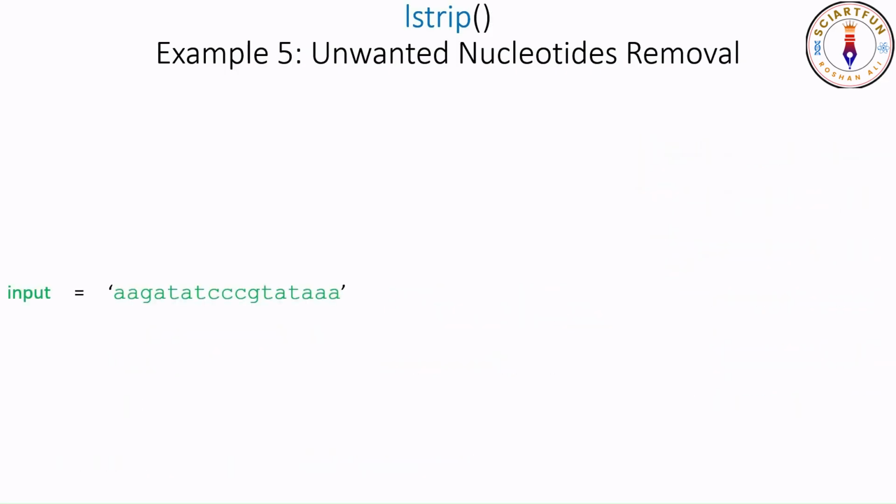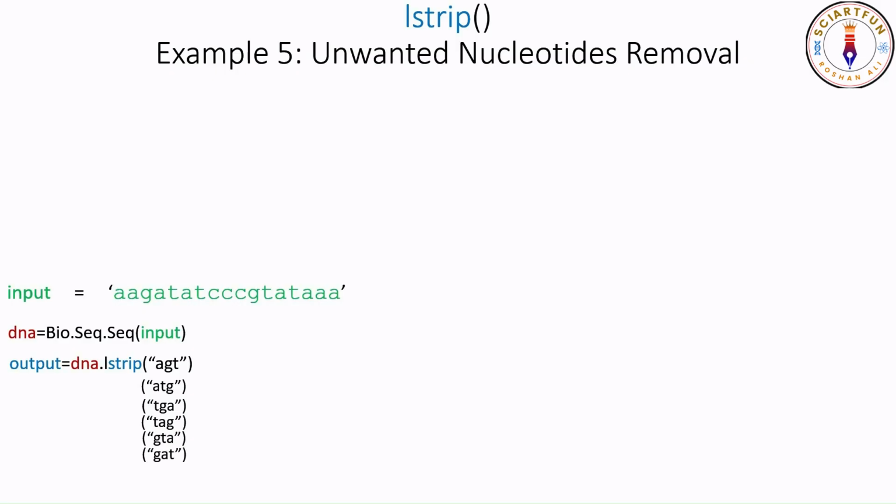In this example, let's try 3 nucleotides. A, T, and G. All the things are the same, except it only cuts these 3 nucleotides from the left side only in a step-by-step fashion.